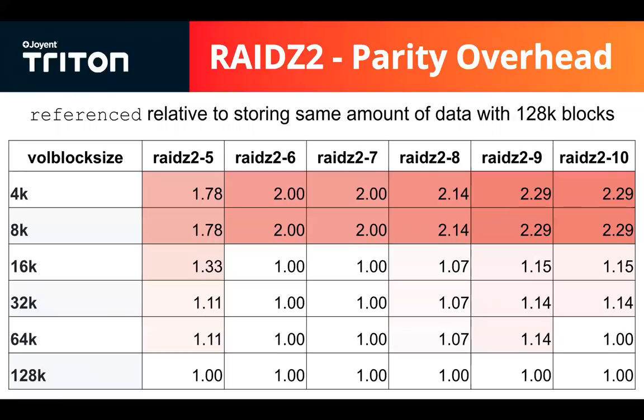So the same exercise, just changed from RAIDz to RAIDz 2, and again, this is just the relative factor compared to the amount of space used for 128K blocks. If you're looking at the overall space that's used, you need to adjust for that.